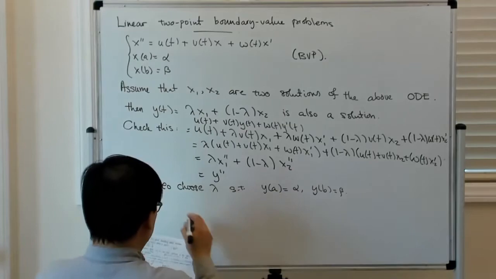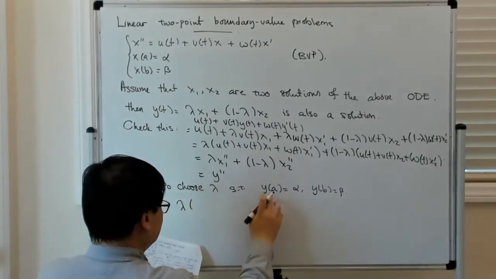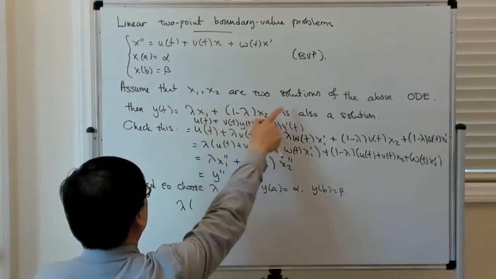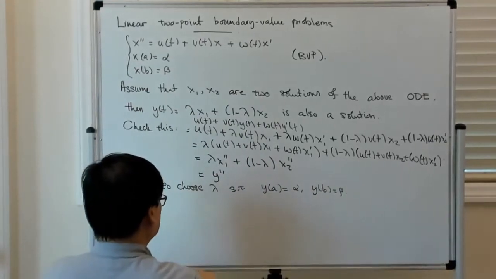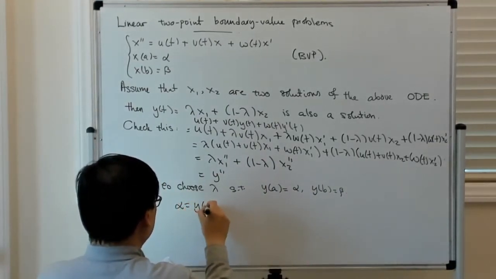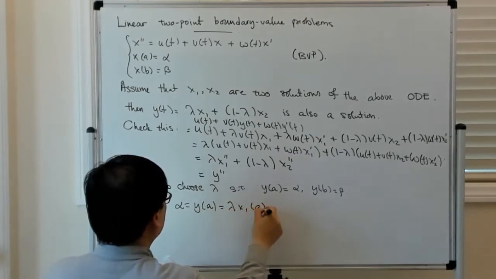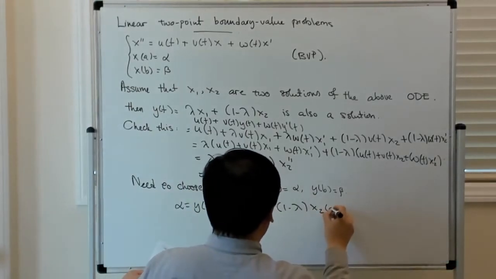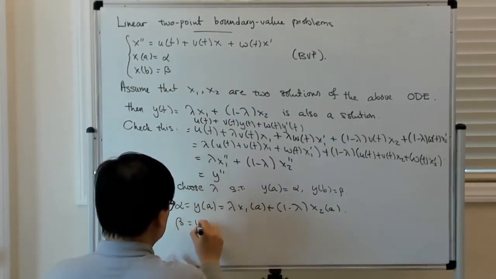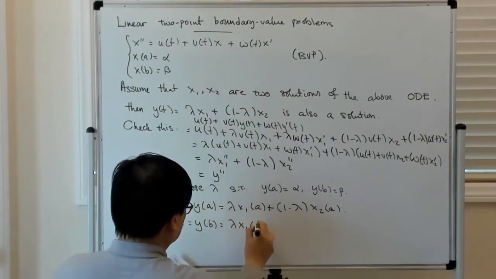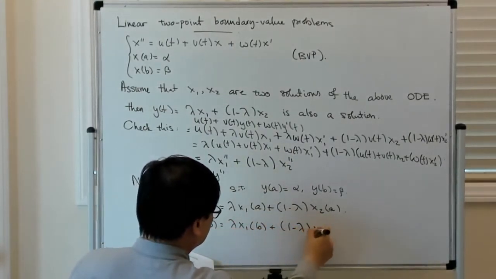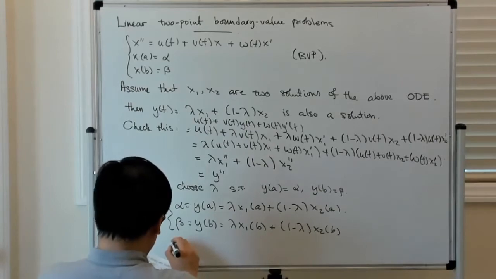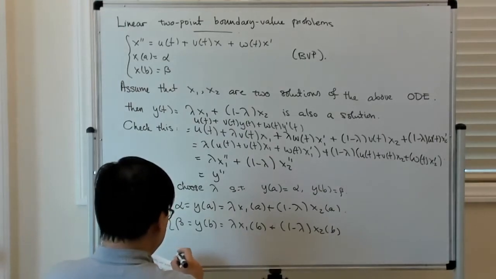So I'm just going to write down these conditions in terms of y of t being this convex combination of x1 and x2, right? So alpha is equal to y of a, which is equal to lambda x1 of a plus 1 minus lambda times x2 of a, right? And beta is equal to y of b, which is equal to lambda x1 of b plus 1 minus lambda times x2 of b, right? Those are the equations I need to solve. And you can check that that allows me to solve for lambda.